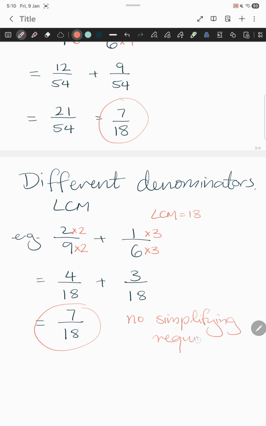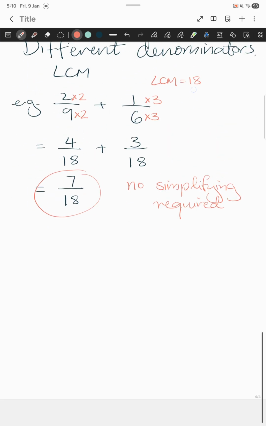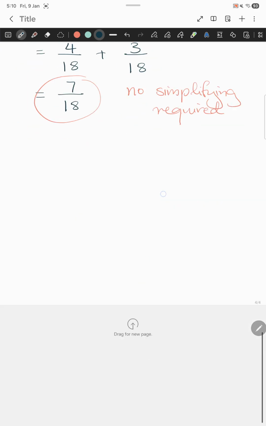Right? So whether you choose to use this method with the lowest common multiple or the other method where you just use any multiple, it really doesn't matter, but best to use the lowest common multiple because the smaller our numbers and the less work we have to do, the less likely we will make mistakes. So let's just do one more example here.